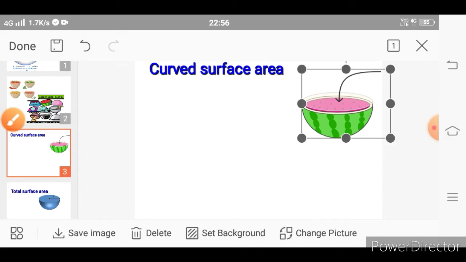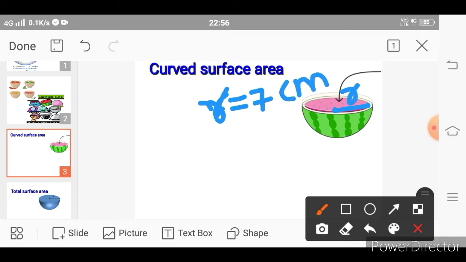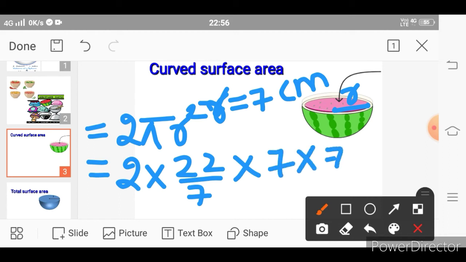In this watermelon, if we consider the radius of this watermelon is r equals 7 centimeters, then what is the curved surface area of the watermelon? That equals 2 pi r square, that equals 2 into pi value 22 by 7 into 7 into 7. Here we cancel 7 and 7.